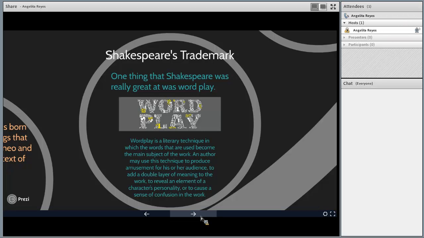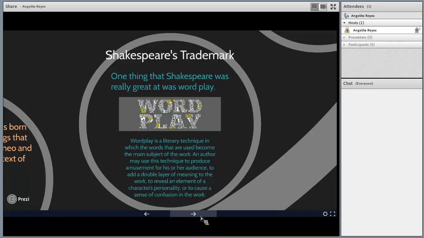A couple of reasons that people use wordplay: it's amusement for the audience. Puns back then were very, very common. This was kind of the most common way to joke with people, to use a pun. So he has a lot of them in his work, and we'll look at a couple examples. Another reason was to add a double layer of meaning. So an innuendo, this was done a lot, and we still use innuendos today.